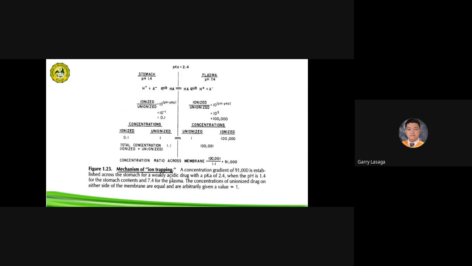And our example here is a weakly acidic drug with a pKa value of 2.4. And the stomach has a pH of 1.4, that is acidic. And the plasma has a pH of 7.4, and that is towards the basic side.